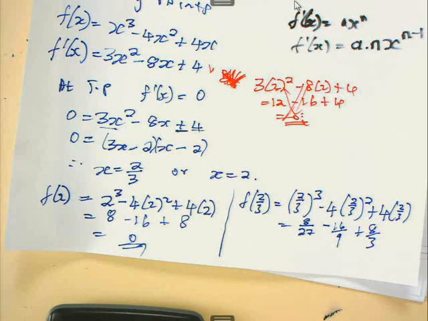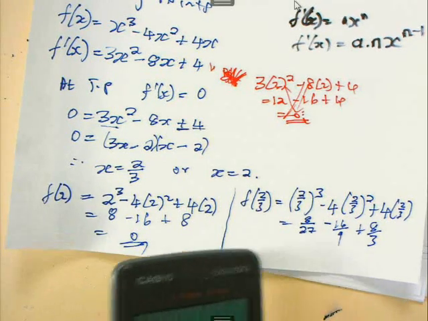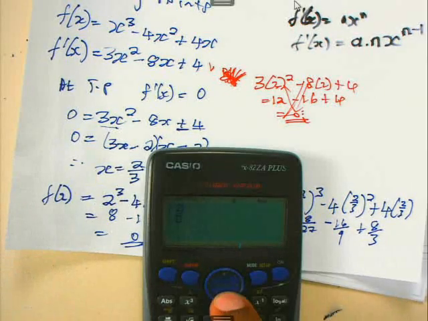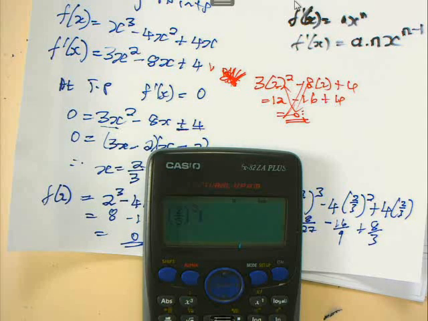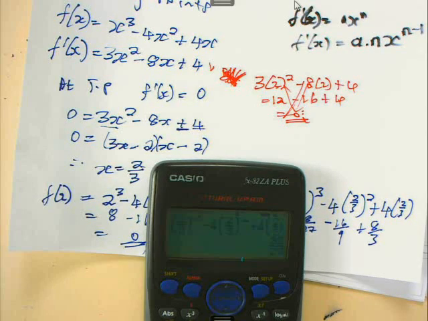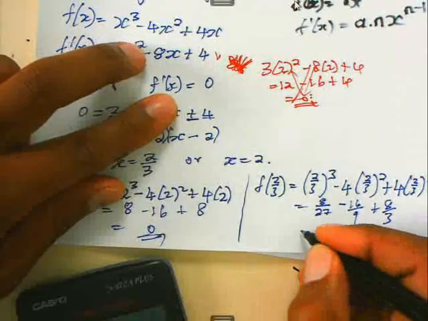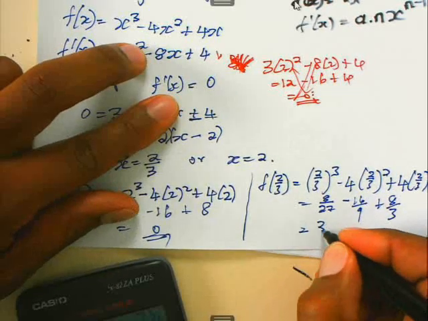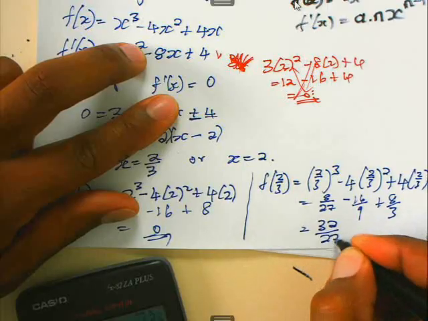Let me put everything in. We have 2 divided by 3 all to the exponent of 3. And now minus 4 multiplied by 2 divided by 3 all squared. And now plus 4 multiplied by 2 divided by 3. And then this one, you just multiply because it's the exponent of 1. Of course, at the end of the day, we are going to get 32 divided by 27.